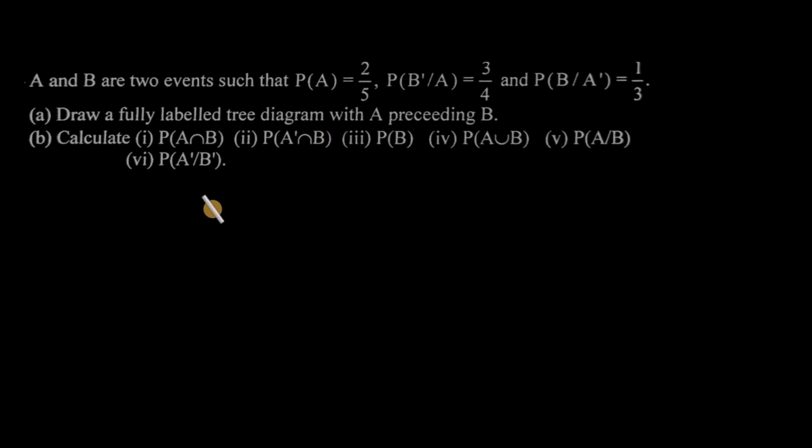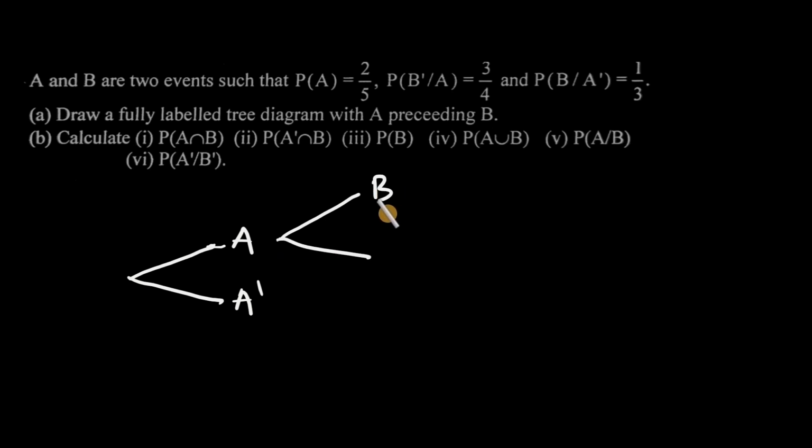A preceding B means in the first trial what we should have is event A only. That is, if we are having only event A, it means this will be A prime, and in the second trial it has 4 branches, we should have only event B. That means here I had B and then B prime, and here I have B prime. This is the meaning of A preceding B. That is, preceding means A first then B second, and the probability of A given is 2 on 5.